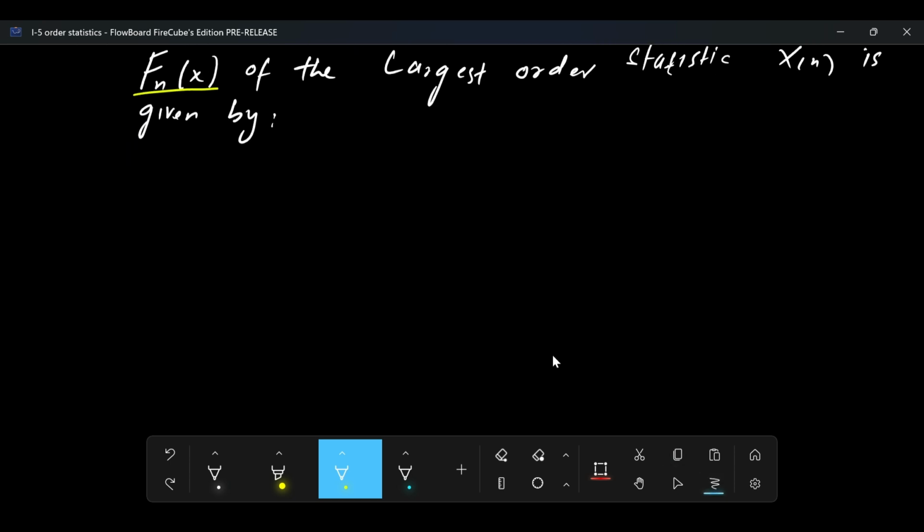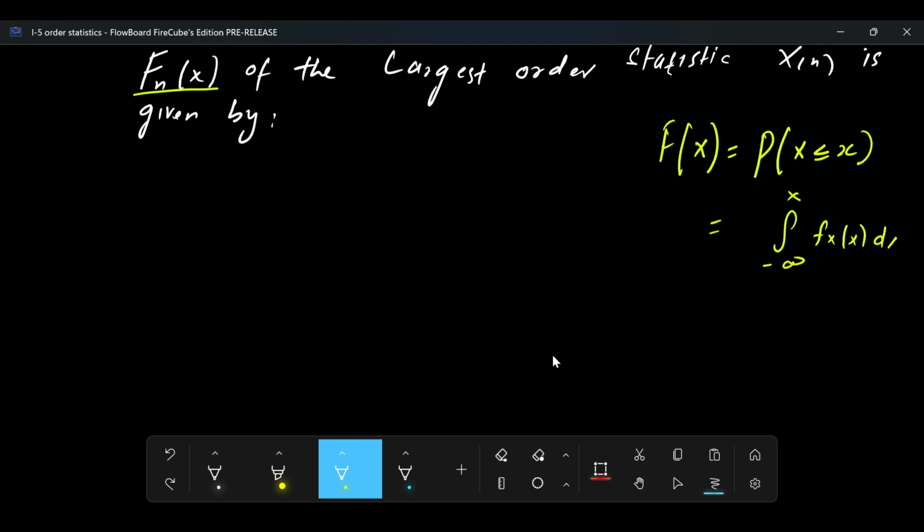See, as you know, what is the CDF? CDF can be written as capital F of x, which is equal to probability X less or equal to small x, right? Which is also equal to the integral from minus infinity to x of f(x) dx. Is this clear? This is my CDF. From the probability distribution functions, you may know that CDF is written like this.